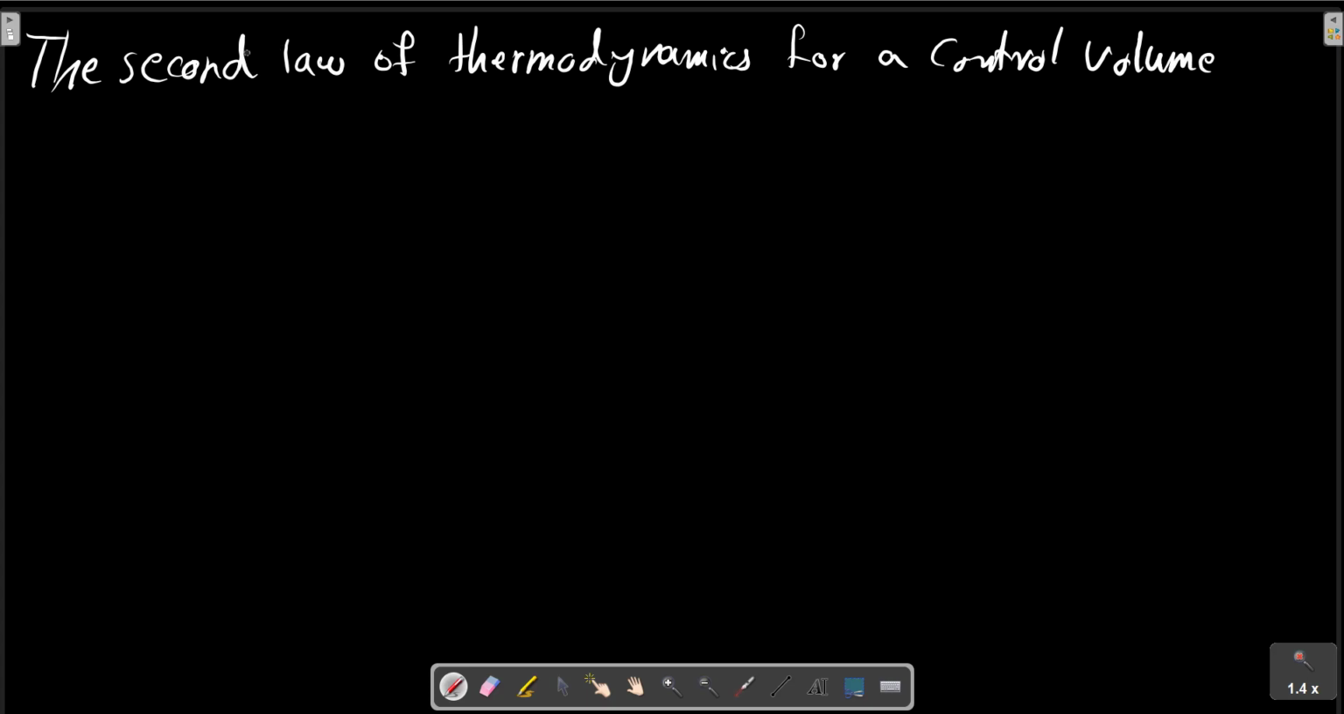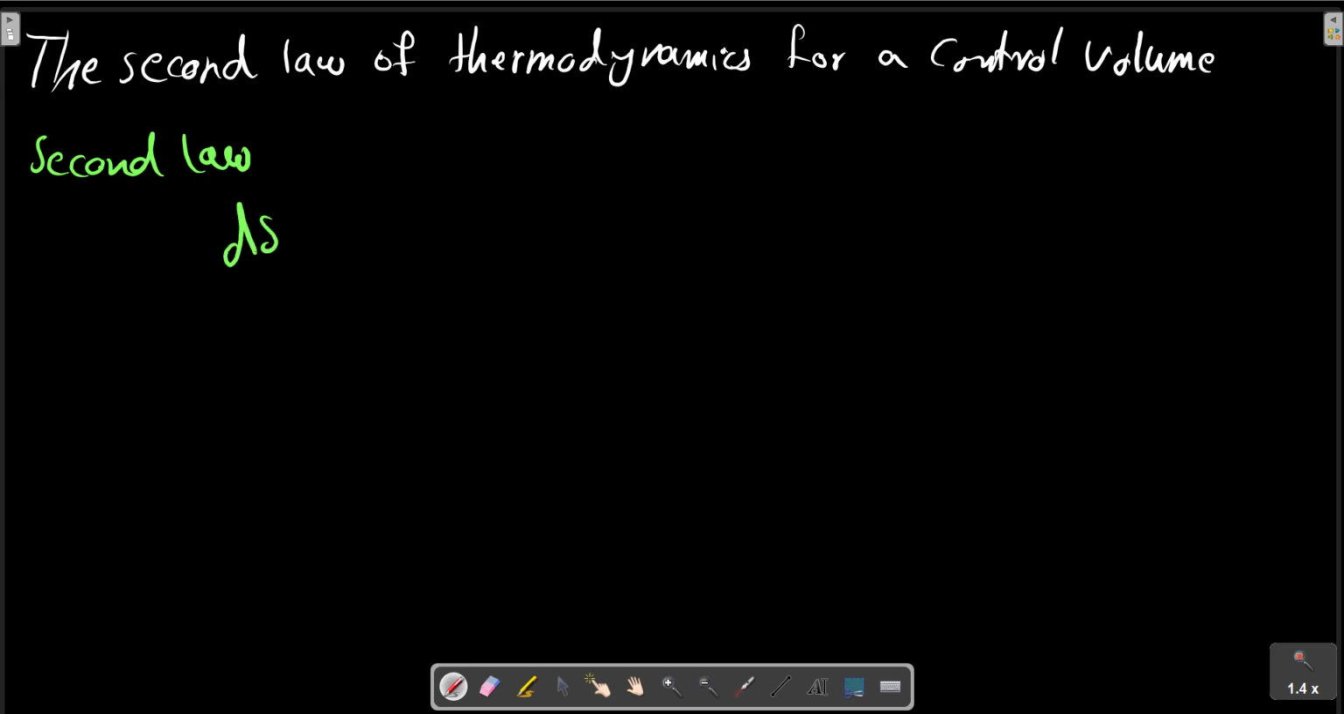The second law of thermodynamics can be applied to a control volume by procedures similar to that used in chapter 6 for the first law, where the first law was developed for a control volume. We start with the second law expressed as a change of the entropy for a control mass in a rate form.